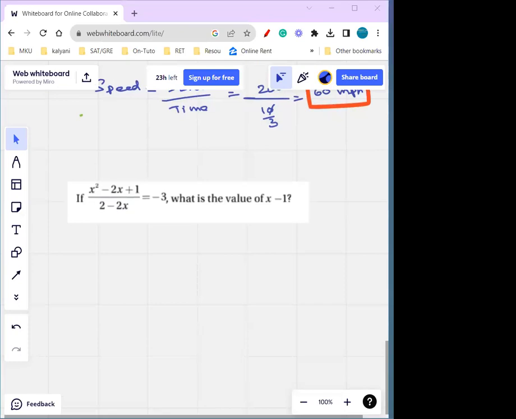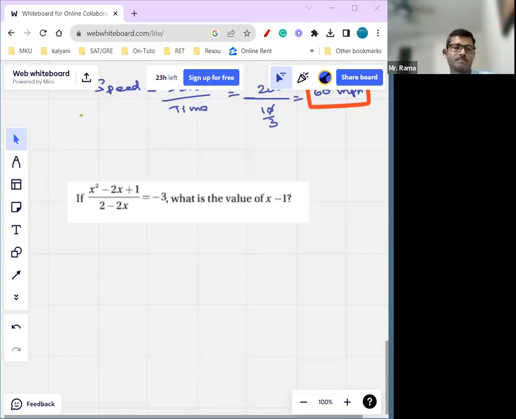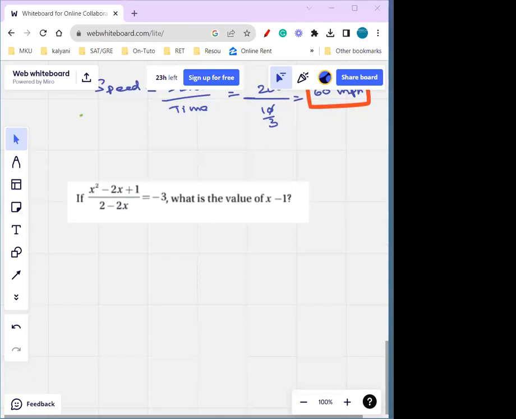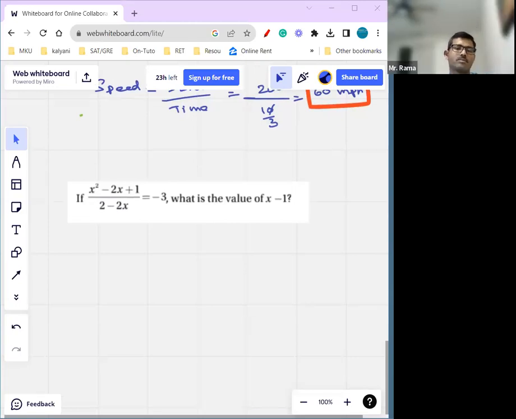If x squared minus 2x plus 1 over 2 minus 2x is equal to -3, what is the value of x minus 1? So they gave you x squared minus 2x plus 1 over 2 minus 2x is -3. What could be the value of x minus 1? The question looks hard, but it mostly depends on factoring. Okay, let's give it a try. I know you guys can do this.